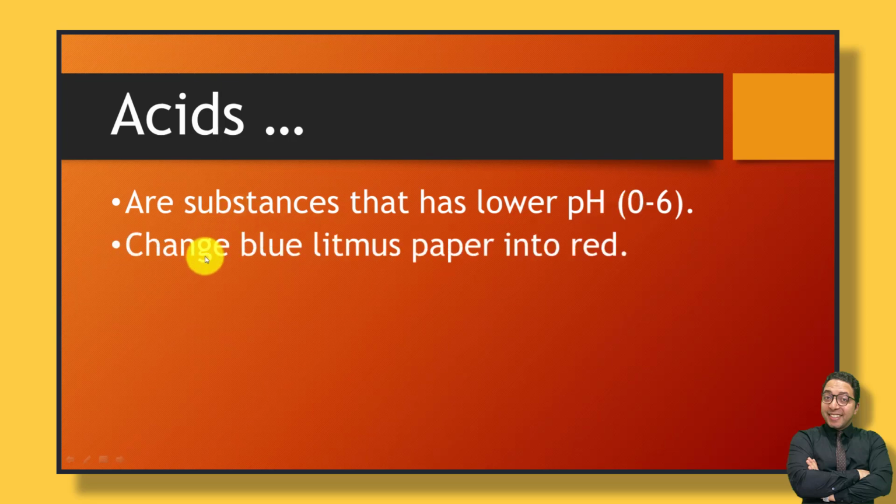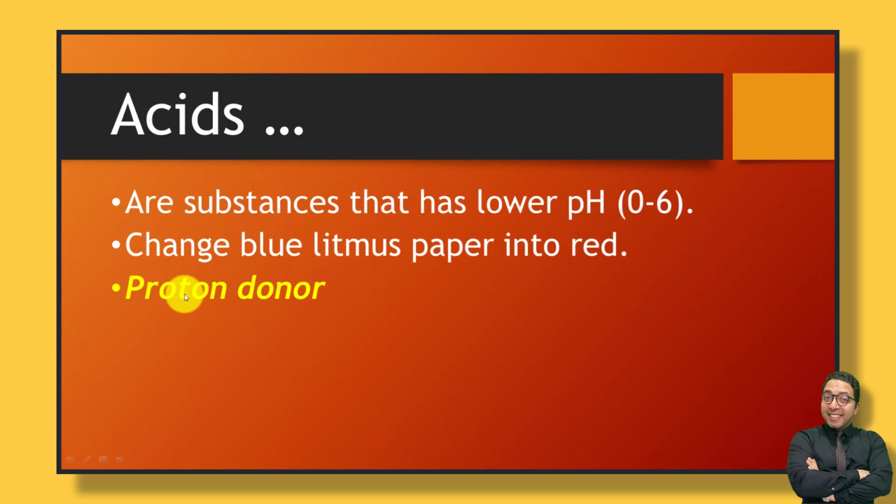Then, acids are substances that change the blue litmus paper into red. So if we have an acid and we dump a blue litmus paper, most probably the litmus paper is going to change from blue into red color.